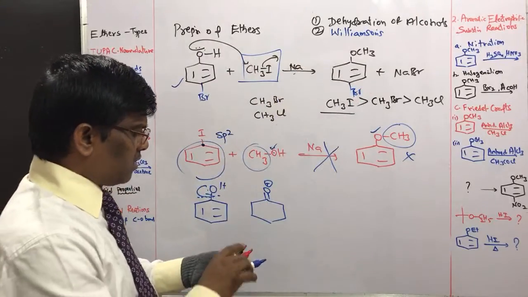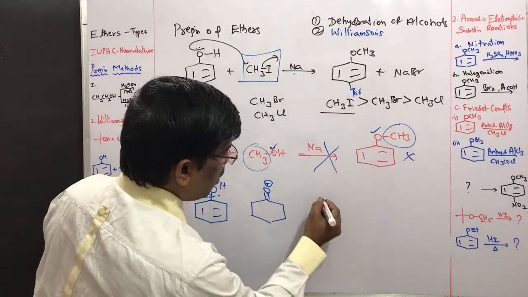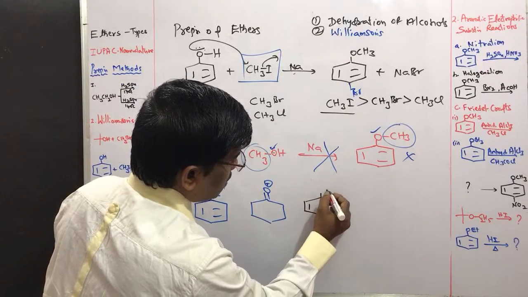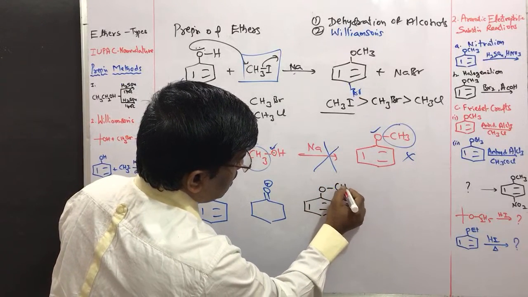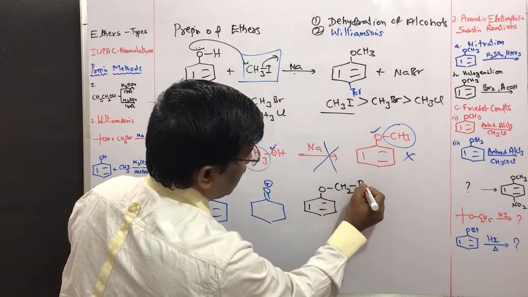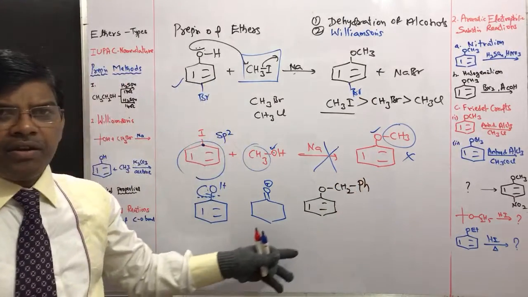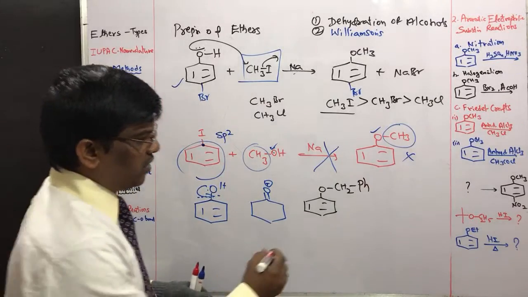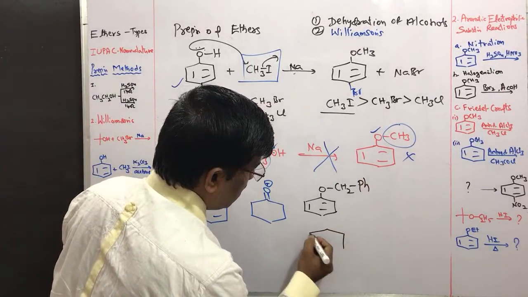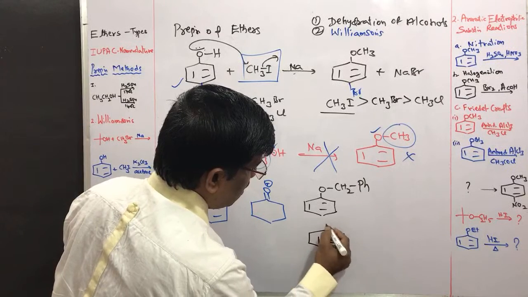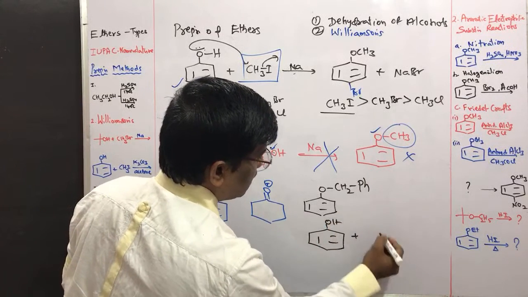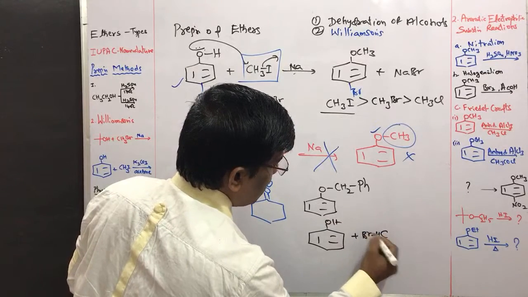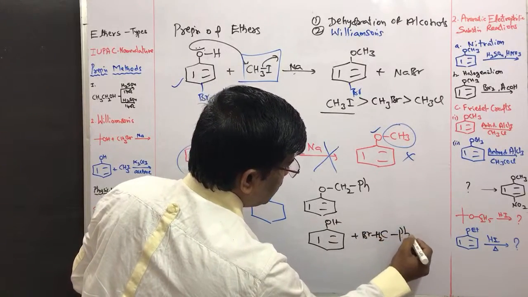use this side. For example, if I want to make benzyloxybenzene, with CH2, I can write phenyl here. So can you suggest the starting materials here? Yes, students. The starting materials are phenol plus this side, CH2 bromide, benzyl bromide I can use.